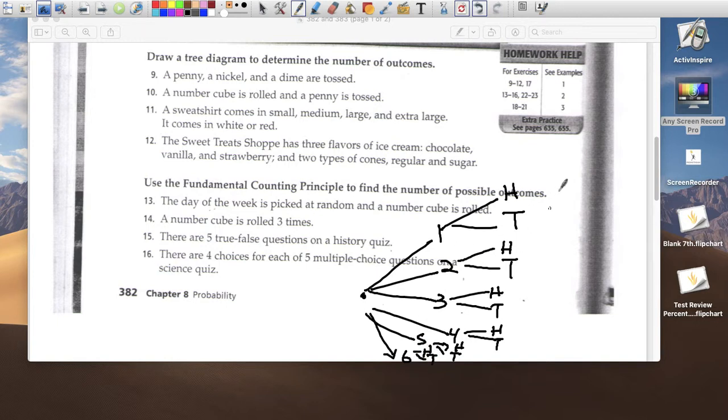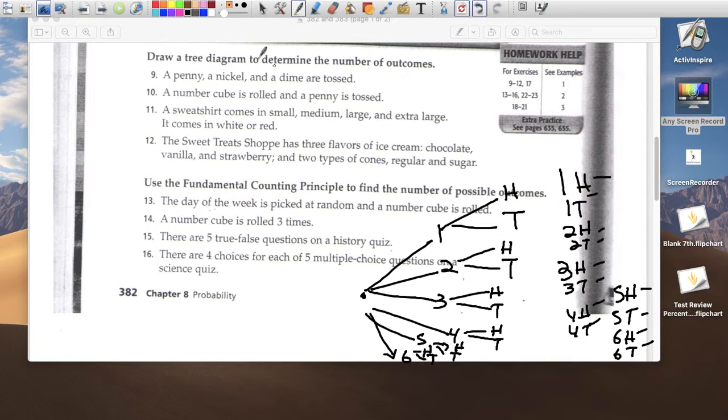So again, 12 different outcomes can happen. 1H, 1T, 2H, 2T, 3H, 3T, 4H, 4T, 5H, 5T, and 6H and 6T. So there are 1, 2, 3, 4, 5, 6, 7, 8, 9, 10, 11, 12 different outcomes that can happen when you throw a number cube and a penny. Remember, a number cube has 6 different outcomes. A coin has 2 different outcomes, and if you multiply, that's 12, and it matches what we have.